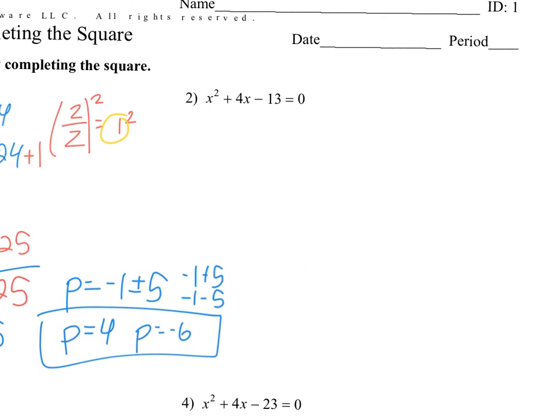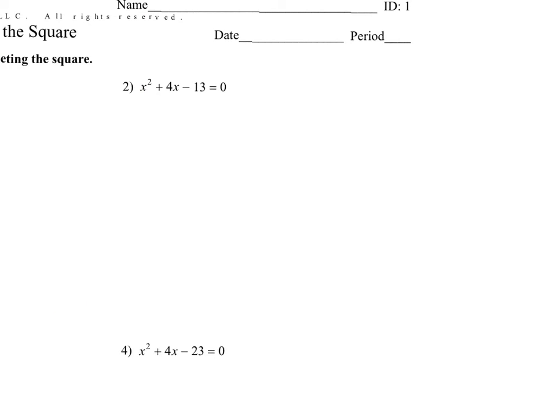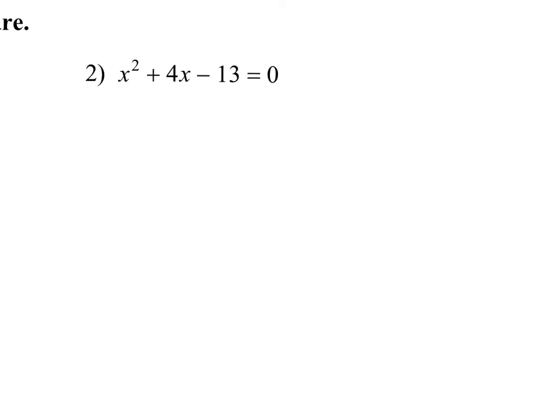Okay, let's try one where the answers aren't so pretty. Let's try number 2. Let me pause and erase. Okay, so number 2, let me zoom in. We have x squared plus 4x minus 13. Now this one I can't even factor, right? Factors of negative 13 that add up to 4, it's just 1 and 13, so I know I can't even factor it. So this is when this strategy is very useful because we can't even factor this. The other two we could factor. That's probably a more simple route. But in this case, I can't even factor it.